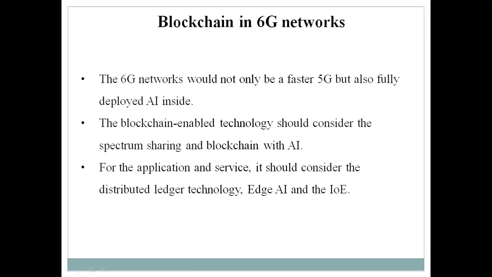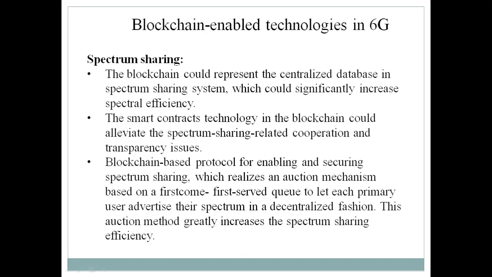Now we will discuss the uses of blockchain in 6G networks and its applications. The 6G network could not only be faster than 5G, but it also has artificial intelligence fully deployed inside. The blockchain-enabled technology should consider spectrum sharing and blockchain with AI. For the application and service, it should consider distributed ledger technology, edge artificial intelligence, and the Internet of Everything. For spectrum sharing in 6G, the blockchain could represent the centralized database in a spectrum sharing system. This could significantly increase spectral efficiency. The smart contract technology in the blockchain could alleviate the spectrum sharing related cooperation and transparency issues.